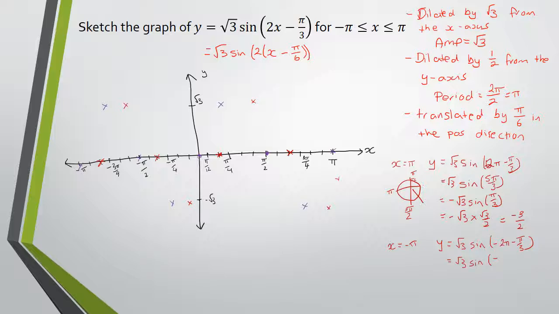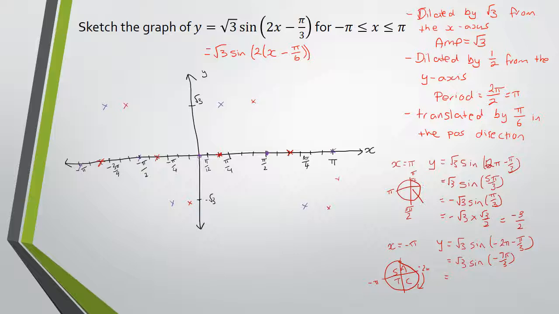This one though is where x is equal to negative pi. So I substitute this in. This time it will be negative 2 pi minus pi on 3, which is equal to negative 6 pi on 3 minus pi on 3. That gives me negative 7 pi on 3.